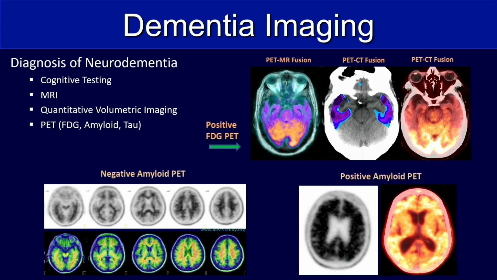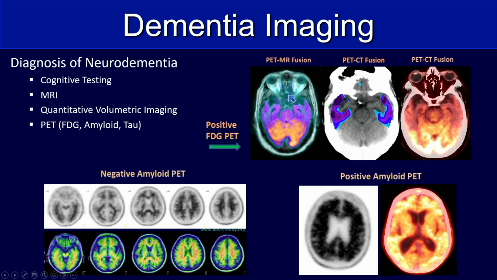So when a patient presents with memory loss, usually cognitive testing is done, and the referrer will often order an MRI, in part to really exclude some other structural cause for the memory loss. At this point, we encourage quantitative volumetric imaging, and then if there remains clinical ambiguity, sometimes a PET is done, typically FDG because that's reimbursable, but sometimes also amyloid and tau.